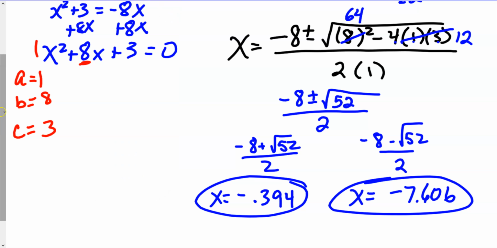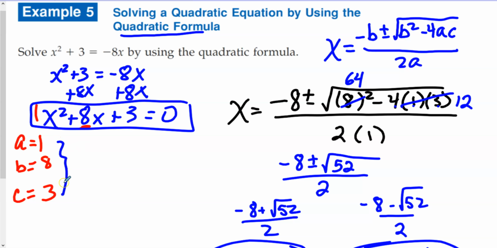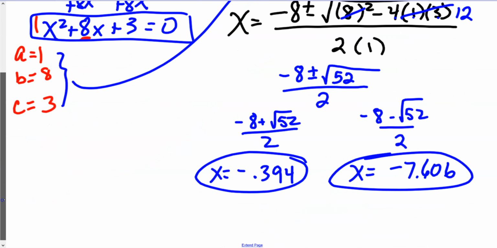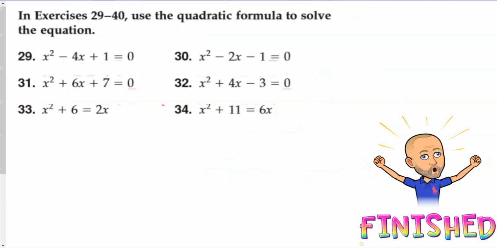So, using the quadratic formula just involves you making the equation, set it equal to 0, making it look like this, figuring out what the a, b, and c are, and then putting those into the formula, and then finally figuring out what the exact answer is. Okay, 6 more problems using the quadratic formula, and then you're done.